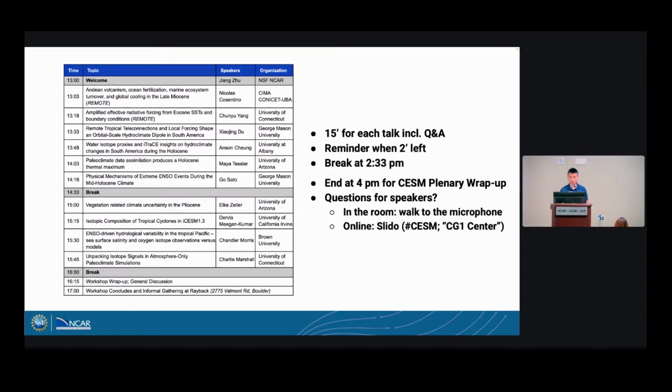So we want to stay on time for that. If you have questions and you are in the room, you can walk to the microphone in the middle of the room. If you are watching online, we are using Slido for online questions. So you go to slido.com and use CESM. You can also find the Slido link in the email. We are using the south room for handling our Slido questions.